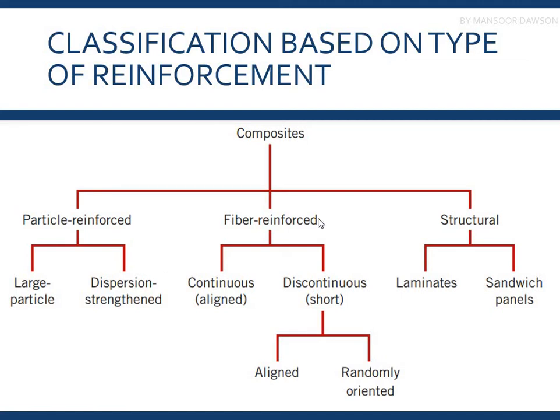Then we have fiber reinforcement, in which one has continuous or aligned fibers, and the other one is discontinuous or short fibers, in which they can be aligned, or they can be randomly oriented. In the structural part, we have laminates and sandwich panels.